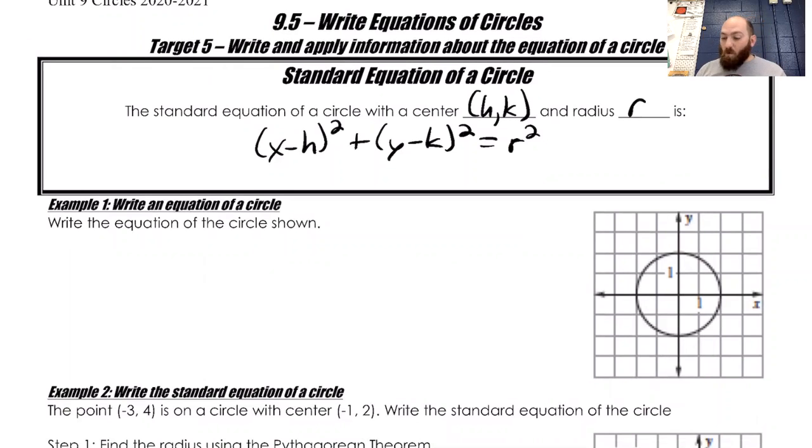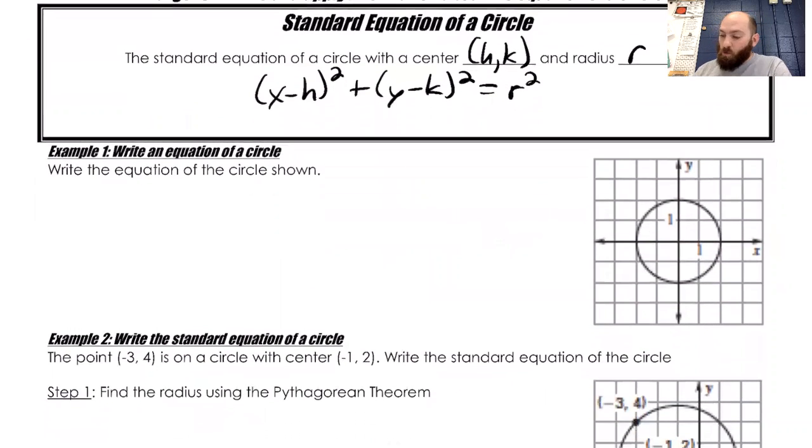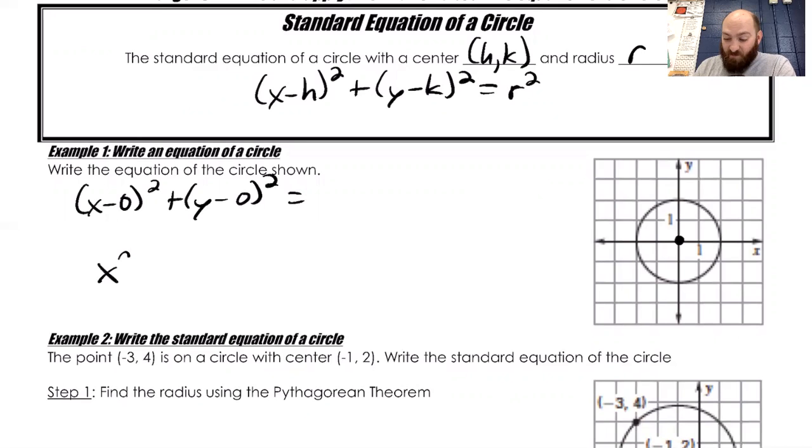All right, so what we need to do is we are going to look at this circle. Two things you need to do. You need to identify the center and identify the radius. So my center here is easy, it's 0, 0. So if I want to, I can write x minus 0 squared plus y minus 0 squared, okay? But you don't have to. You could actually just leave it as this. X squared plus y squared. Either way is fine.